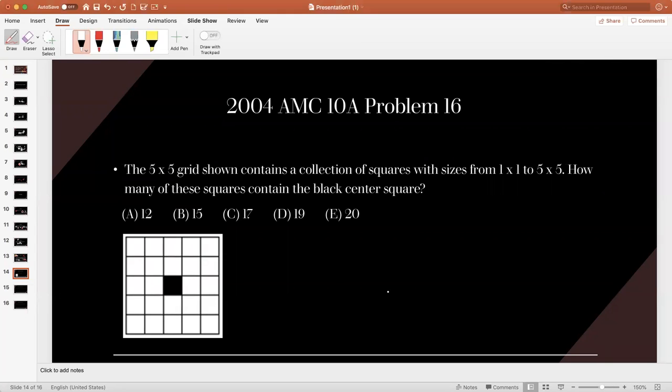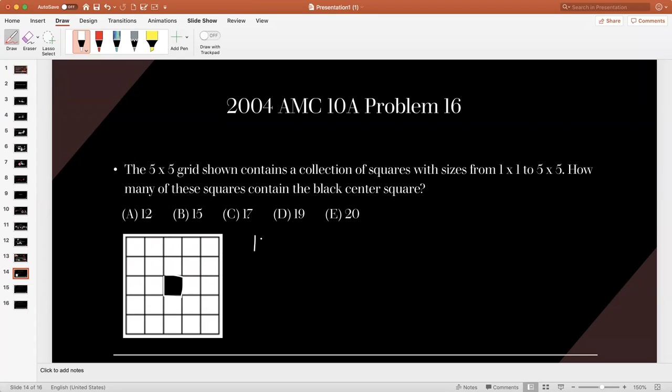All right, I'll start explaining this question. The question talks about how in a 5 by 5 grid we have a collection of squares with sizes 1 by 1 to 5 by 5. We want to know how many squares contain the center square. There are two ways to do this question. I'll explain one way first, which is casework. We start by counting how many squares include this center square.